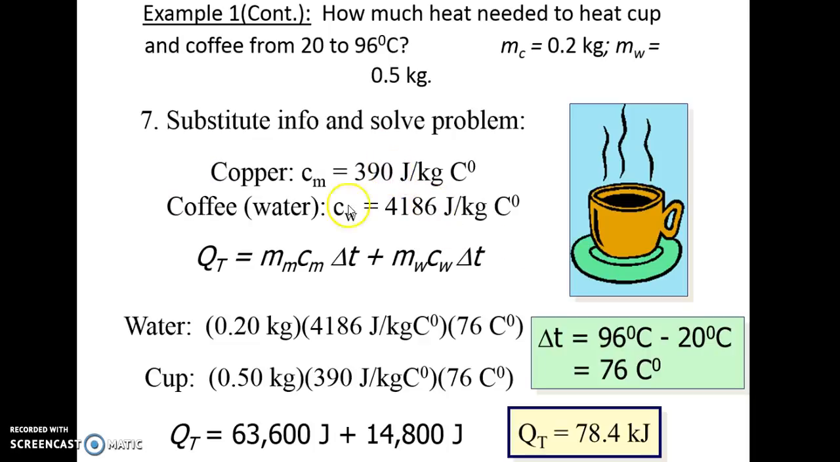For water, it's 0.2 kilograms times the specific heat, which is c, times the change of temperature from 20 to 96. So 96 minus 20 is 76. And we have the cup, 0.5, 390, 76 again, and we add them together, it gives us 78.4 kilojoules. Okay, in which case this would be 78,400 joules. So notice that they went to kilojoules here.